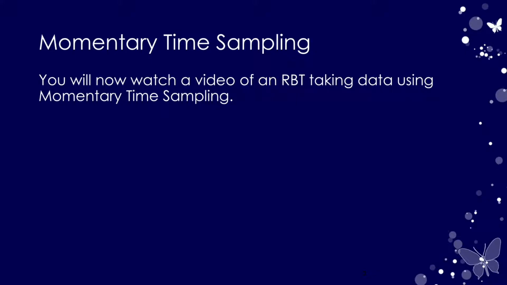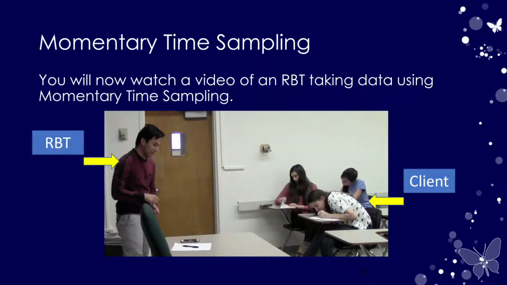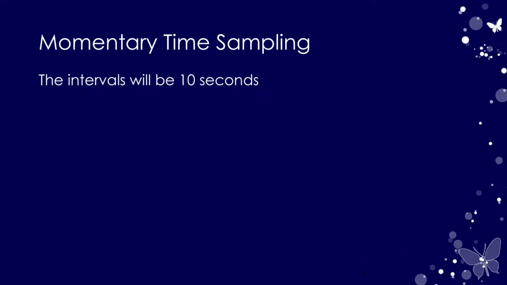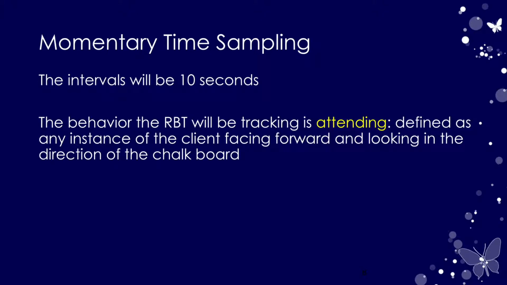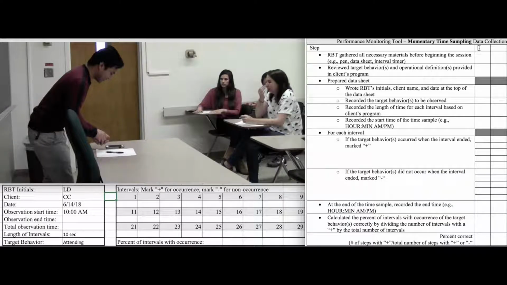As you watch this next video, once again, keep in mind that you're going to be watching the RBT on the left, taking data on the client. Intervals will be 10 seconds, and the target behavior for this video will be attending, which is defined as any instance of the client facing forward and looking in the direction of the chalkboard. So let's use the performance monitoring tool to see how Lance, our RBT, does using momentary time sampling.